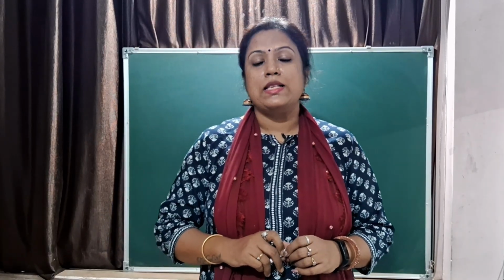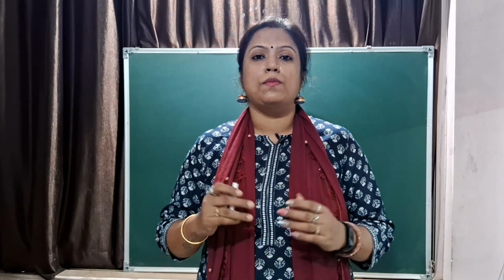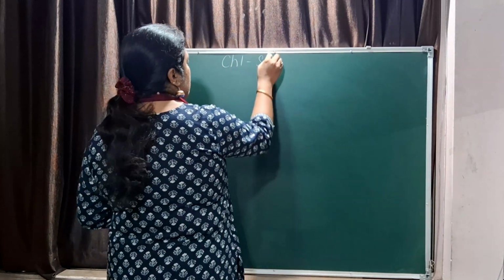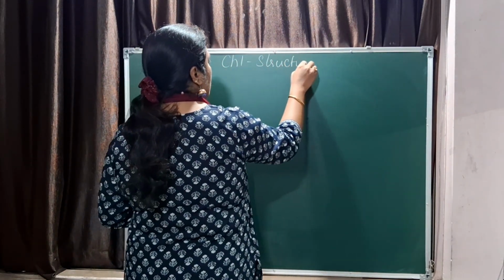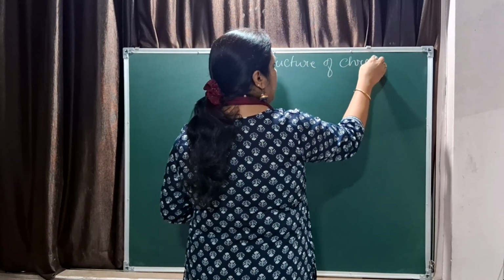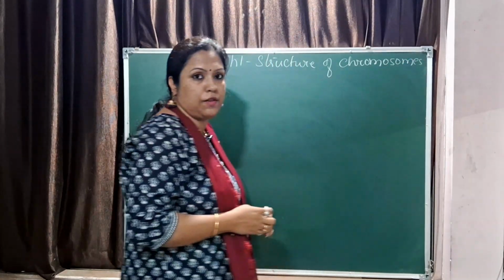But according to standard 10 syllabus, the first chapter of the first unit, basic biology, is structure of chromosomes, cell cycle and cell division. So let us begin with the first part of the lesson, that is the structure of chromosomes. So chapter 1, structure of chromosomes. We will be talking about the cell cycle and cell division in the next video.